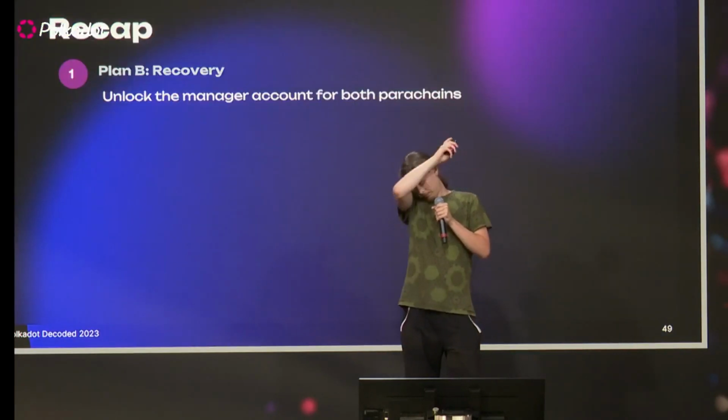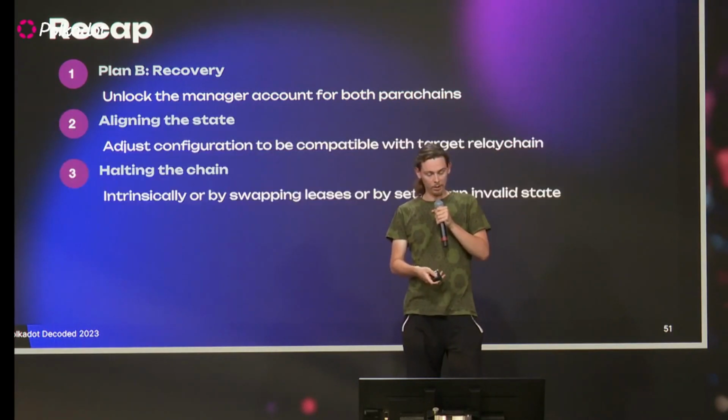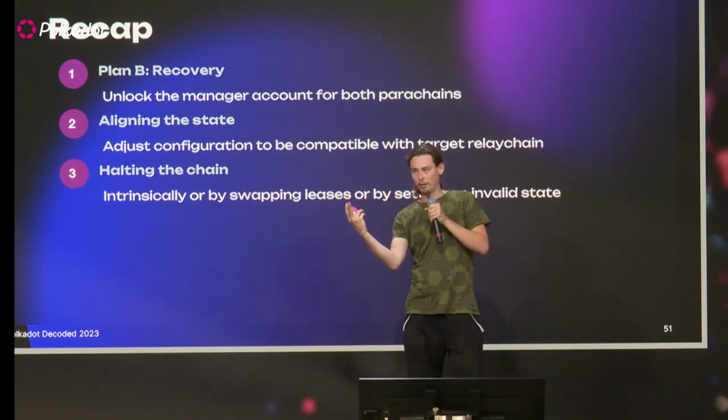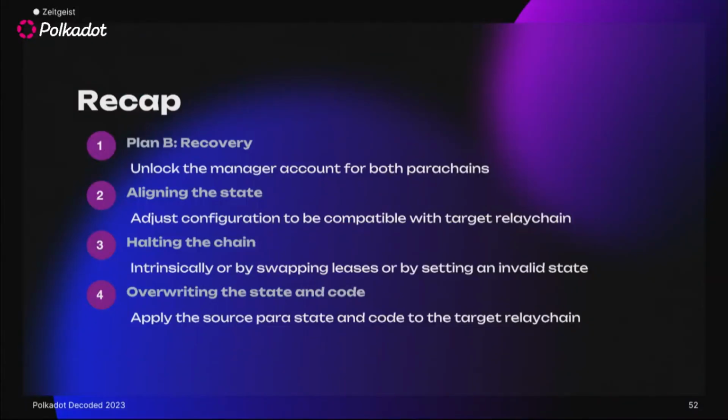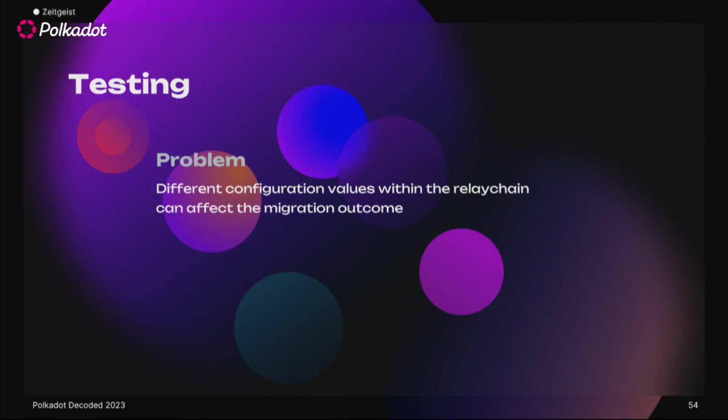I'm going to skip the recap because time is running out. But just quickly: ensure you have recovery, align the state on the source parachain, halt the source parachain, make the target relay chain Polkadot aware of what state and code it has to expect on the parachain that has to be migrated, and then finally, from a network perspective, connect the parachain to the target relay chain, Polkadot in that case. So this is an immensely complex operation, so I cannot emphasize enough how important testing is here. And the most time should be spent in testing and actually executing this process with the team.